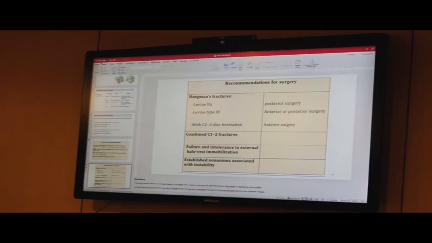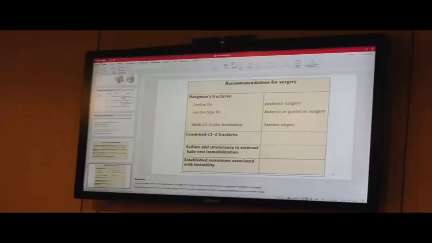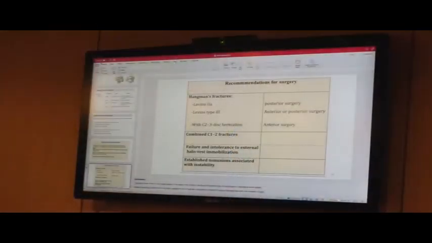For surgery of the hangman fracture, Levine 2A and Levine type 3 require posterior surgery or anterior or posterior surgery, and when there is C2 C3 disc injury, anterior surgery is recommended. Failure and intolerance to external halo-vest immobilization and established non-union associated with instability are recommended for surgery.